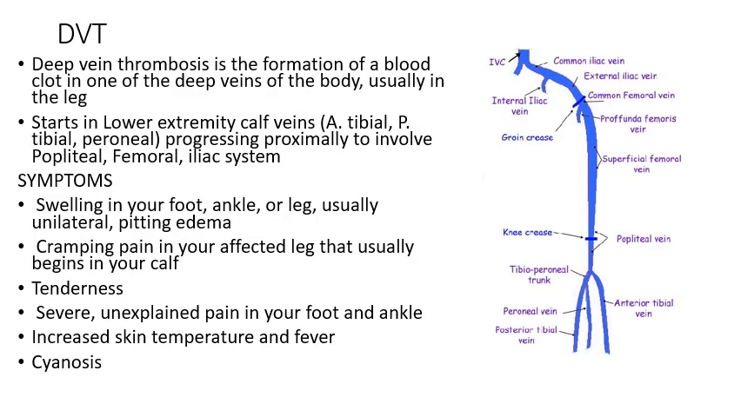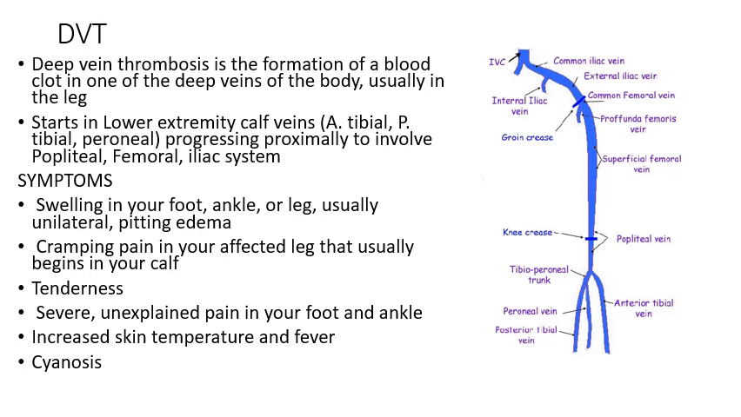Now I'll give a small description of deep vein thrombosis. Deep vein thrombosis is the formation of a blood clot in one of the deep veins of the body, usually in the leg. I had mentioned the basic reasons in the previous slide. It starts in the lower extremity calf veins. So it begins in the calf veins, the deep veins in the calf area, that is the anterior tibial, posterior tibial and peroneal veins, and it progresses to involve firstly the popliteal, femoral and iliac system.